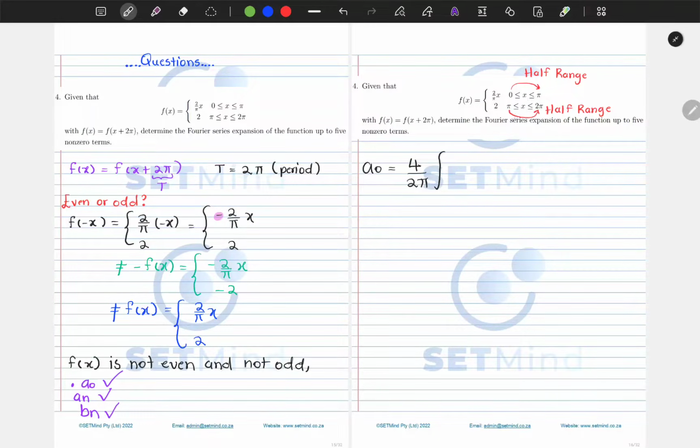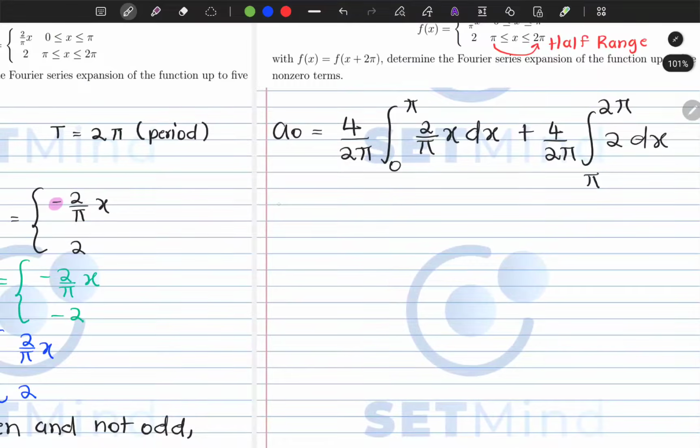So I'm going to integrate, using the limits from 0 to pi. And what I'm going to have is our f of x. If you look at this range, it is 2 over pi times x dx. And then I have the second component. Remember, I'll have 4 over 2 pi. The second component is where I need to integrate 2, between pi and 2 pi. This is dx.